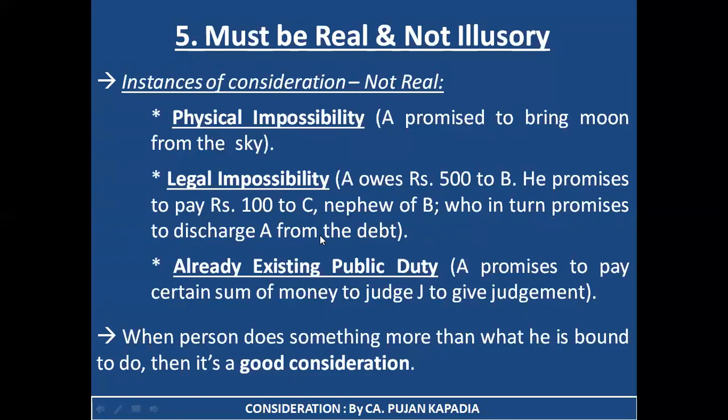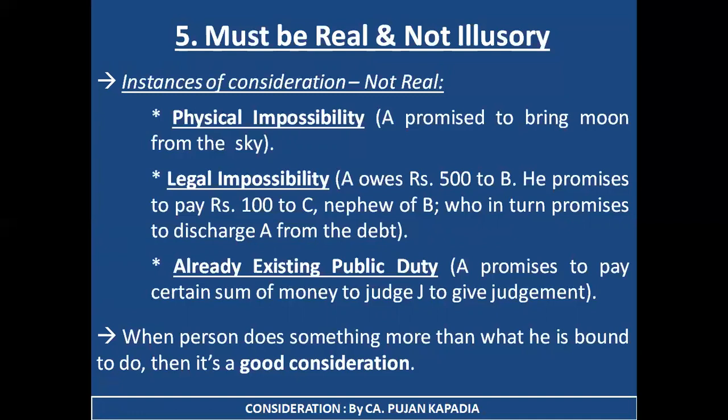So what is the scenario over here? A is supposed to pay 500 rupees to B. Now what is A doing? He is making a promise to C. First of all, the promise should be made to B, but he is promising it to a third person, who is C, the nephew of Mr. B. And C is acknowledging that in return, he is promising to discharge A. He is telling him, okay, now your account with B is going to be settled.